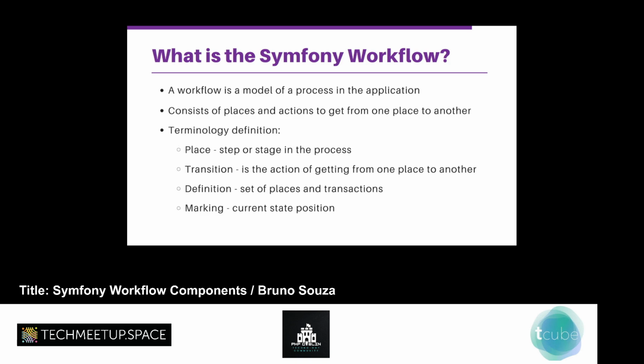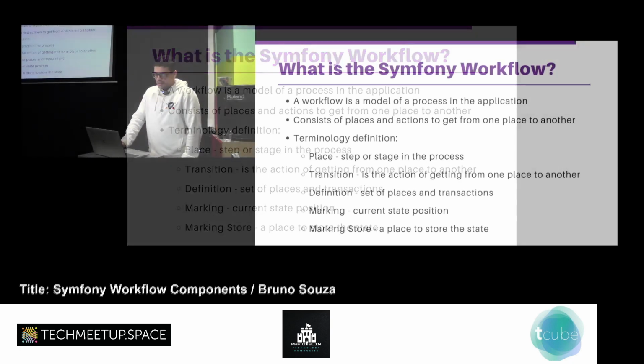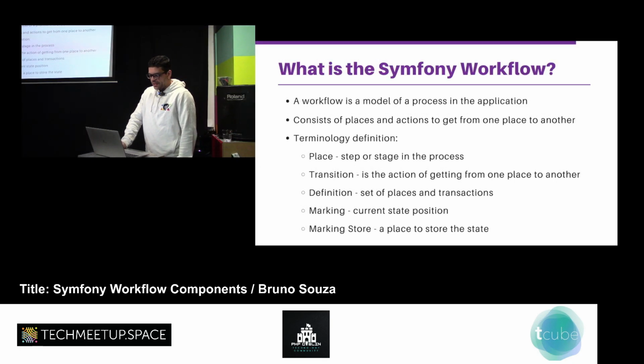And it has some terminologies. So first, the place, it's a step or stage in the process. The transition, which is the action of getting from one place to another, so specifically the action. The definition, which is a set of places and transitions. The marking, which is the current state position. It is very similar to a pointer. And the marking store, which is a place to store all the states.